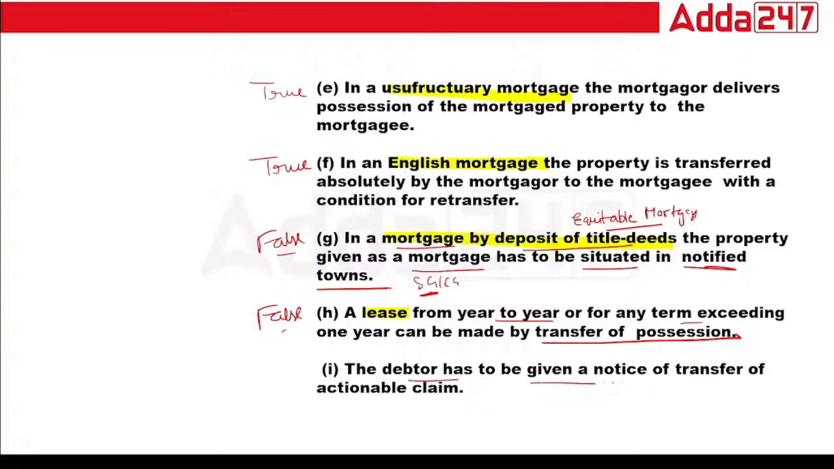The debtor has to be given notice of transfer of an actionable claim. Because in an actionable claim, we know that the claim is only for unsecured debt. So why should we give the notice? Because first, we have not taken any security. And second, no, we will not give notice. So the answer is false. Okay, this is the right statement.